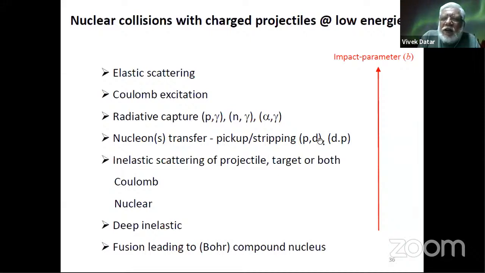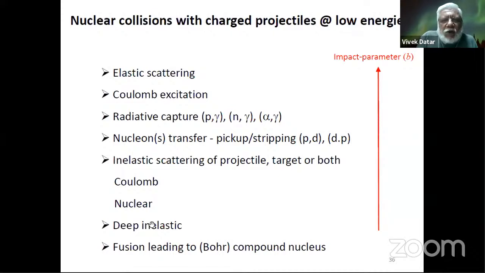For instance, PD reactions, where you pick up a neutron from the target nucleus, or of course it could also be vice versa if you have a heavy impinging on a light target. Or you can have DP, this is called the stripping reaction. You can have elastic scattering through the Coulomb or the nuclear forces. And of course, if you go very deep inside, then this happens.